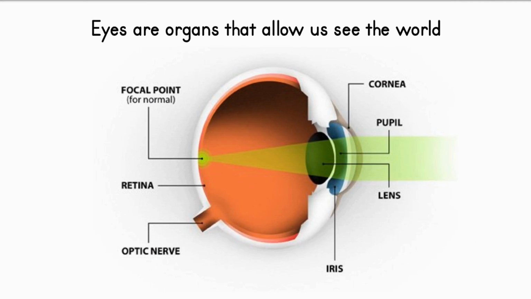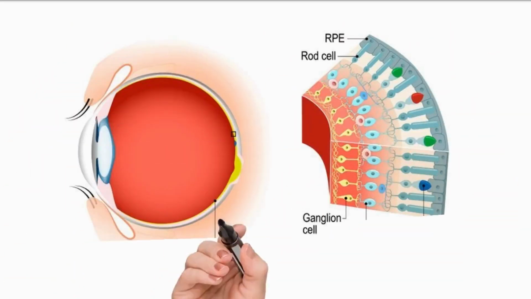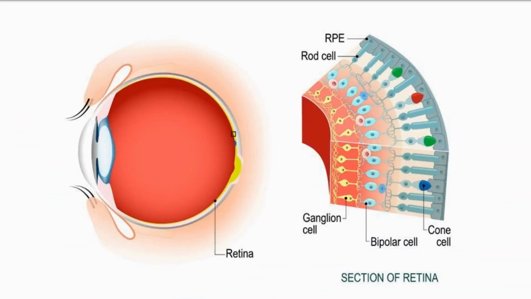As you can see from this diagram, light enters the eye through the cornea, passes through the pupil, controlled by the iris, and is then focused by the lens onto the retina at the back of the eye. The retina is a layer of specialized cells that line the back of the eye. It contains millions of light-sensitive cells called photoreceptors, which convert light into electrical signals that can be interpreted by the brain. Now, let's discuss the blind spot.